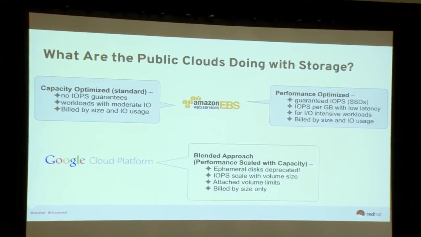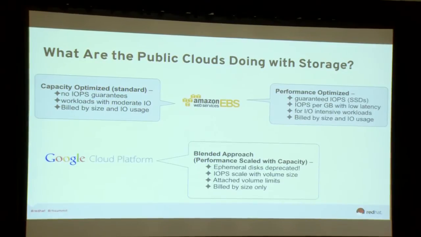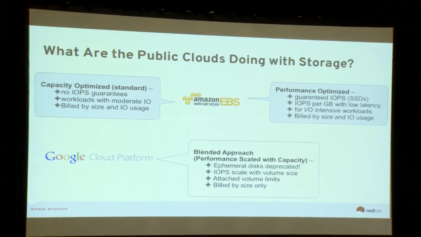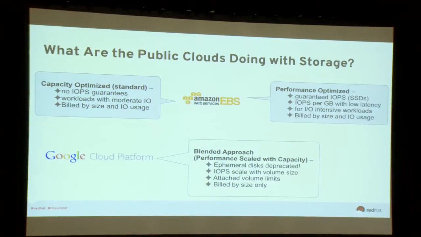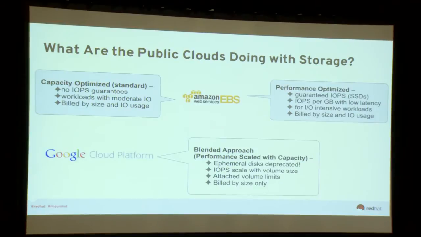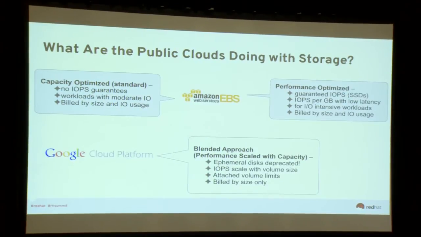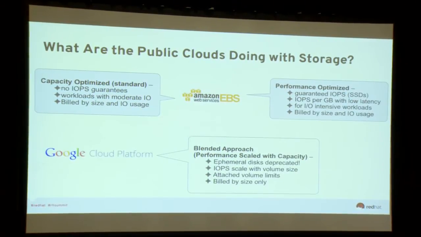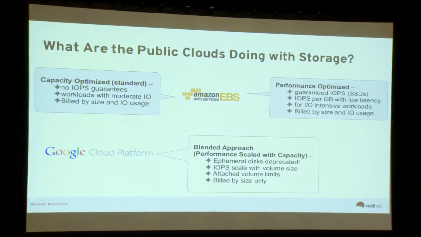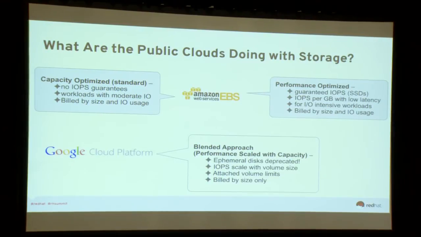Now, if you look at Google, it does a blended approach, wherein you can request, let's say, 100 gig. For 100 gig, I can guarantee you certain SLAs, IOPS SLAs and throughput SLAs, right? And if you really need more, let's say instead of 100 gig, you want more IOPS performance or throughput, then you simply ask for more storage.